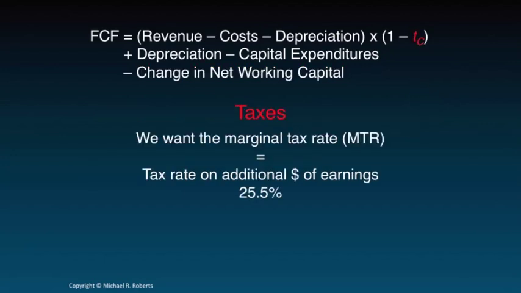And then the last piece of this puzzle is taxes. I want the marginal tax rate. I want the tax rate on an additional dollar of earnings. I'm going to assume that's 25.5%. A lot of people will estimate this with an effective tax rate, that is, looking at the income statement, tax expense over pre-tax income. That's not, strictly speaking, what we want. To get at the marginal tax rate, you probably need access to the tax records of the company, which are difficult, if not impossible, to get. So a lot of people will also assume a top statutory corporate tax rate of around 35, 36%.